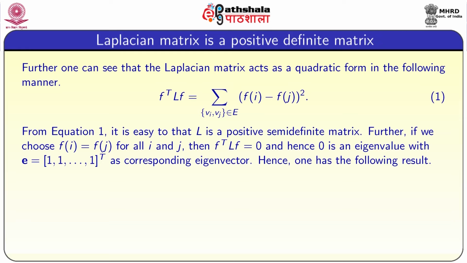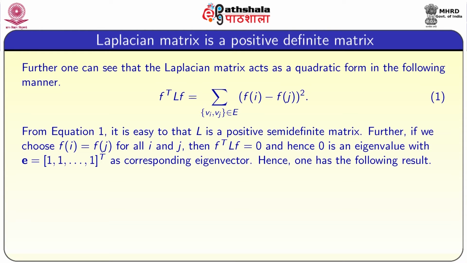Further, if you choose f(i) equal to f(j) for all i and j, then from equation 1 it is easy to see that f transpose L f is equal to 0. Hence, 0 is an eigenvalue with e equal to (1, 1, ..., 1) transpose, that is, the vector with all ones, as a corresponding eigenvector. Hence, we have the following result.